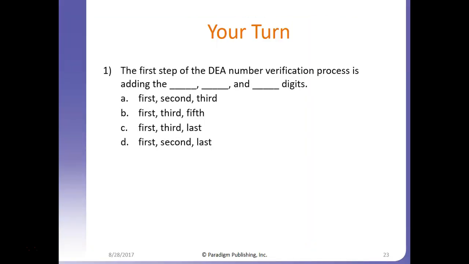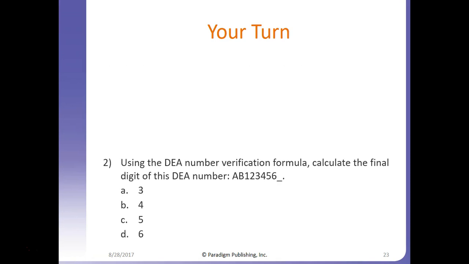All right, so the first step in the DEA number verification process is adding the first, third, and fifth numbers. Using the DEA number verification formula, calculate the check digit of this DEA number. Give you a minute to do that. That number should be 3.